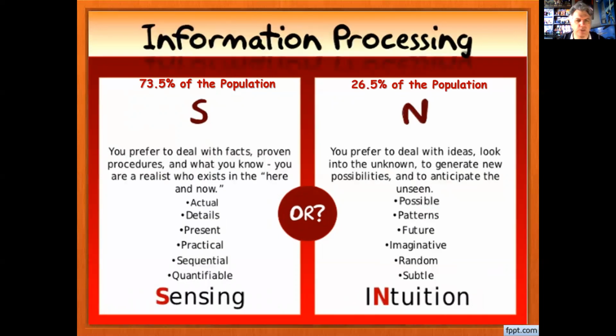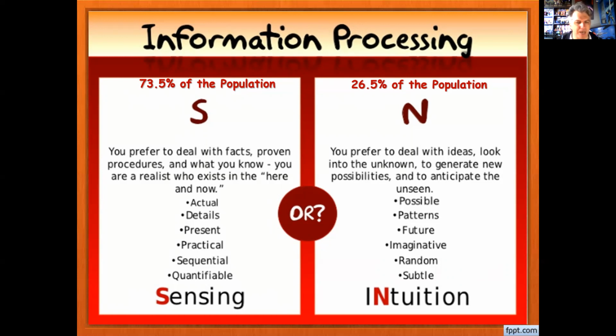The next letter that you will get is an S or an N. The S is a more sensing person. You like to deal with the facts, proven procedures, what you know. You're a realist, what's in the here and now, versus an N where you prefer to deal with ideas, look into the unknown, what are the possibilities, anticipation. So sensing is based on what's going on in this particular time, versus N, which is intuition, which is let's try new things based on what I know.